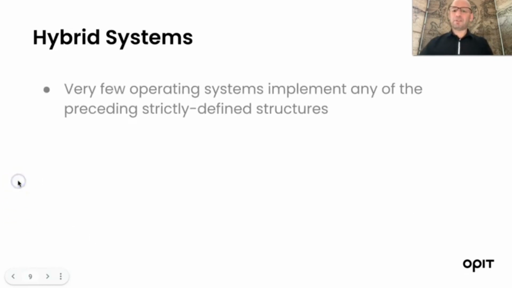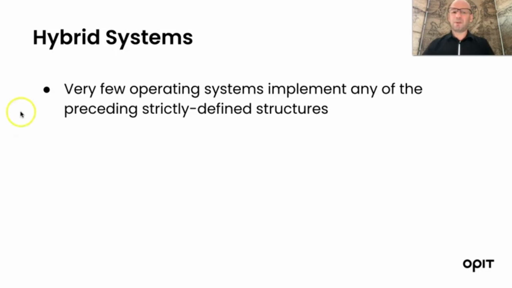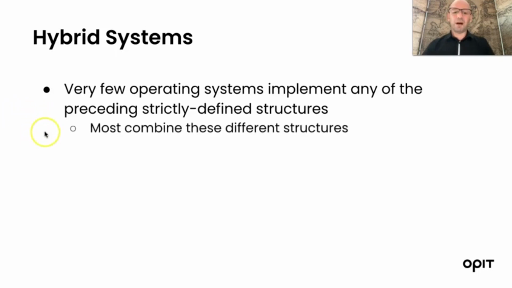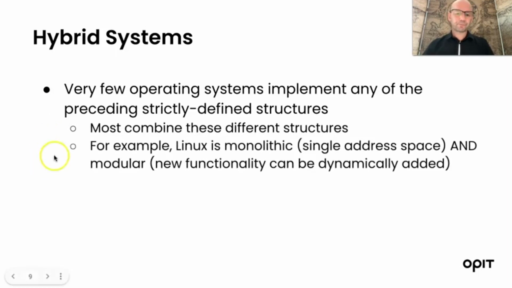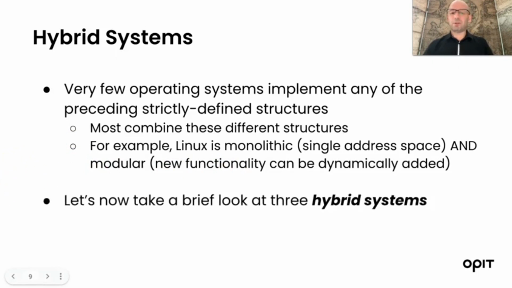And then lastly, the hybrid system. So very few operating systems implement any of the preceding strictly defined structures. So those are more abstract structures. Most combine them in a kind of hybrid form. So for example, Linux is monolithic, so a single address space, but it also is modular. So new functionality can be dynamically added, and of course that makes sense. It's one of the reasons why Unix is so popular. You can kind of configure it the way you see fit.